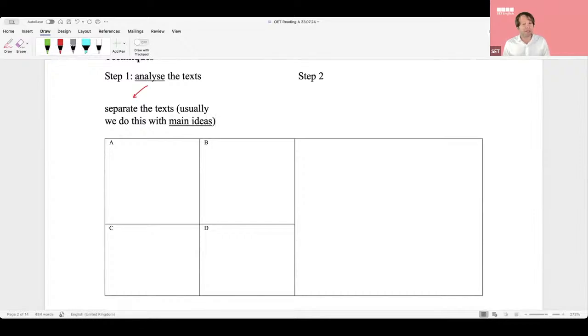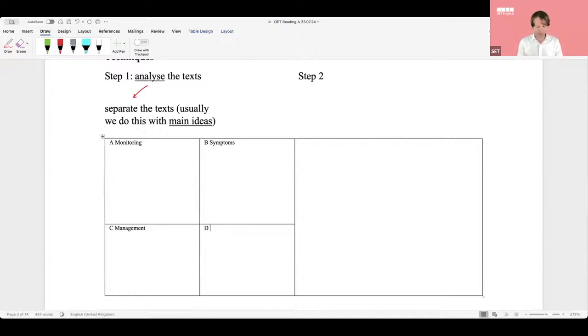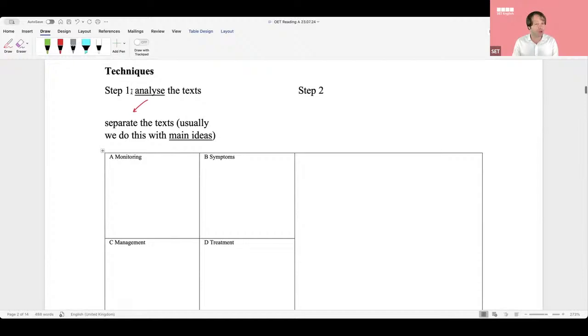So for example, the main idea might be monitoring. Then we might have, for example, symptoms. And text C might be, guys, give me an example. Epidemiology. Treatment. Great, it's always like that. Monitoring, management, treatment, causes, could be definition, things like this. Epidemiology can be the spread of it, like what countries and all that stuff.